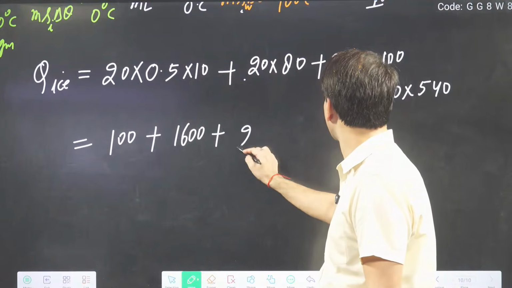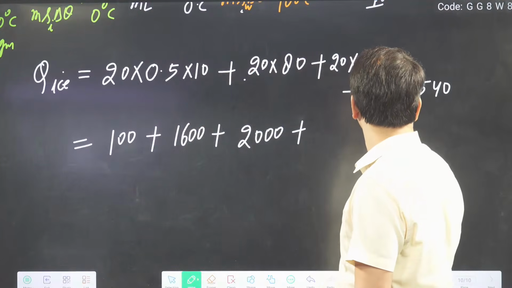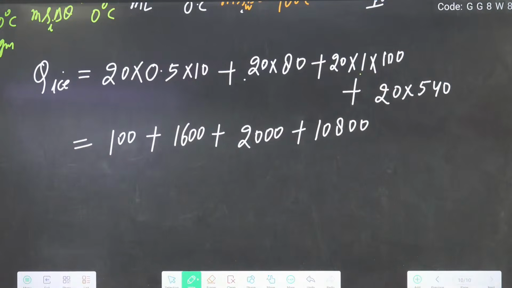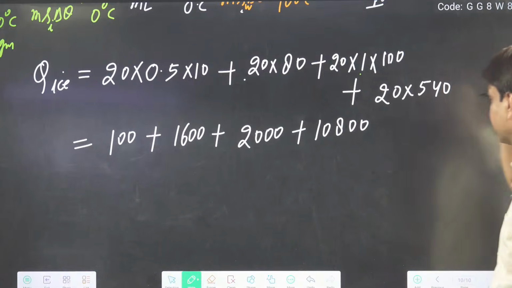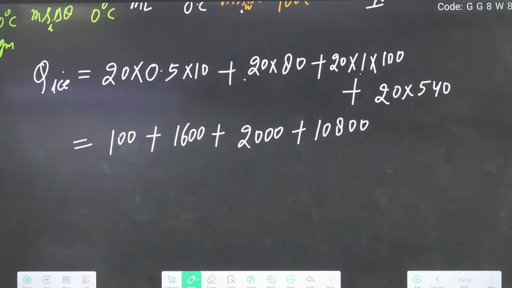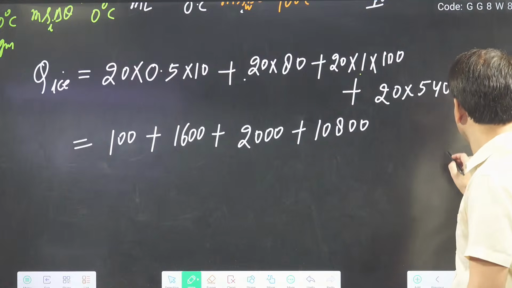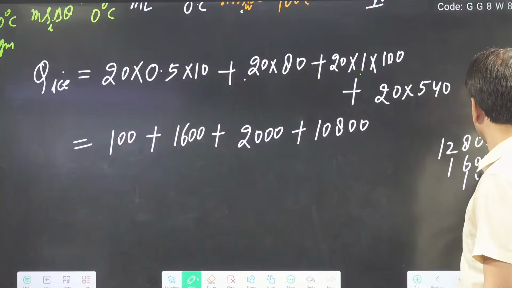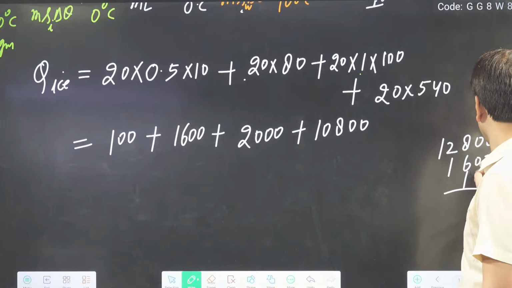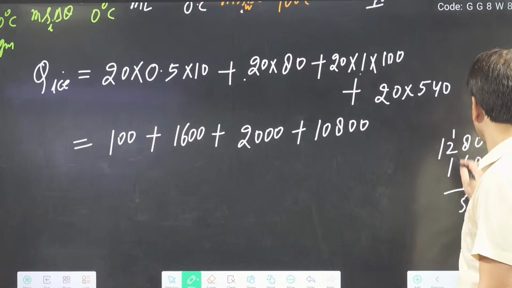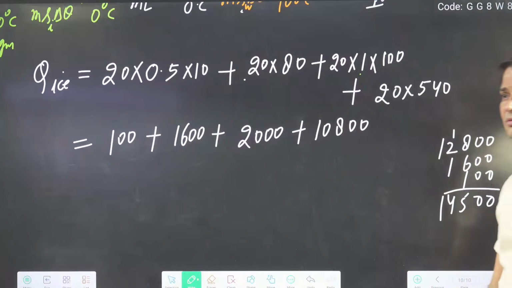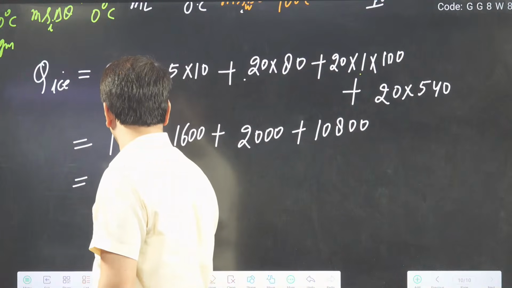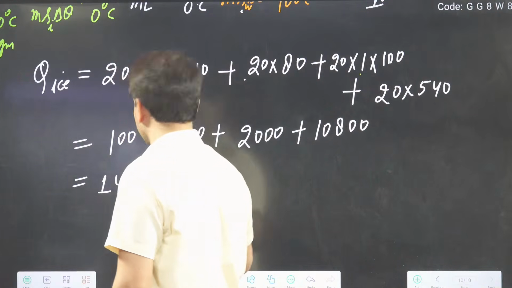Here what we got, 2000. Plus here what we got, 54 means 10800. Nobody gave the answer. So 1 means 12800, 12800. How much you are getting? 12800 and 1600 and then 100. So 7 plus 8, 5, 1, then you will get 14500. Yes. So that will be equal to what? 14500 calorie.